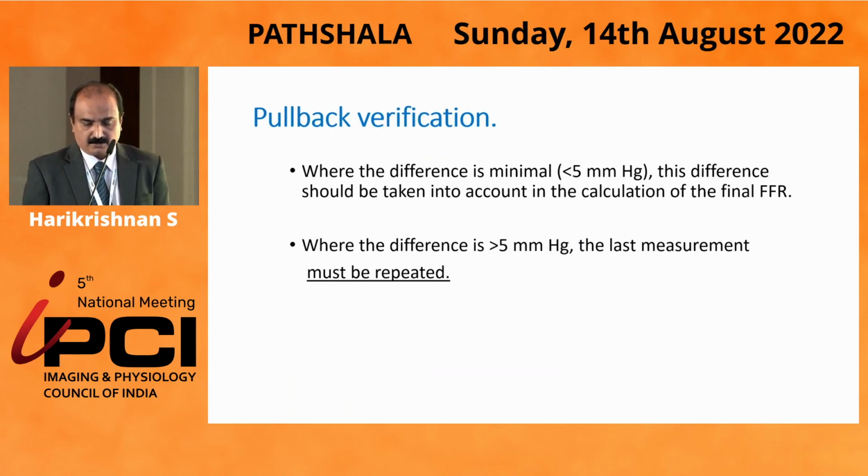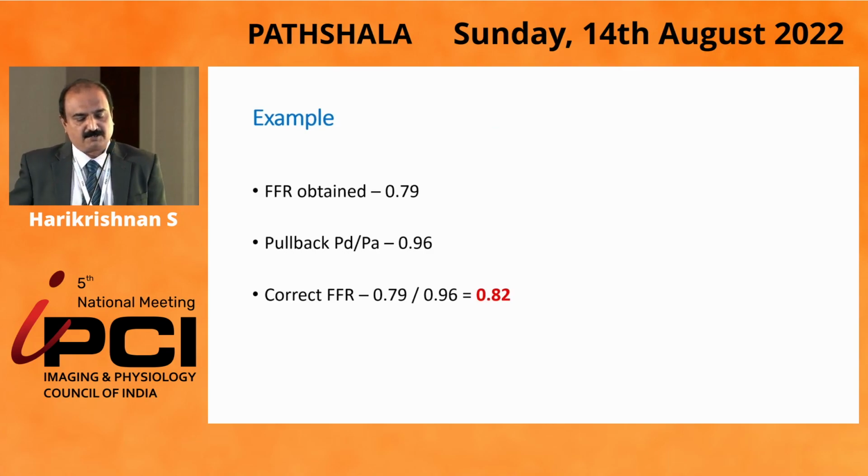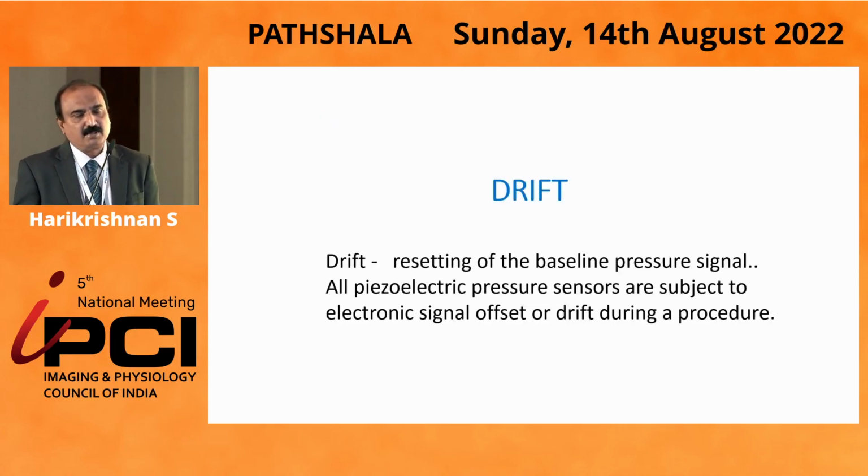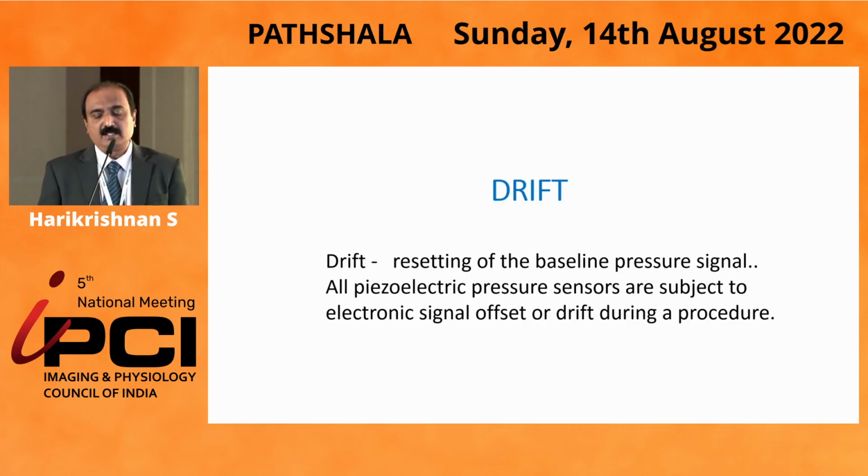For example, if your FFR obtained is 0.79, and when you pull back, you got a value of 0.96, ideally, you have to correct it by dividing 0.79 by 0.96. So a 0.79, which is a positive value, has become 0.82, which is negative. So it is very, very important to have the pullback. Why is there a difference? This is what is called a drift.